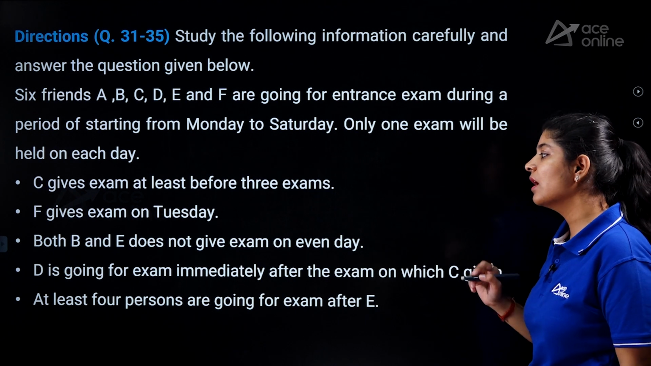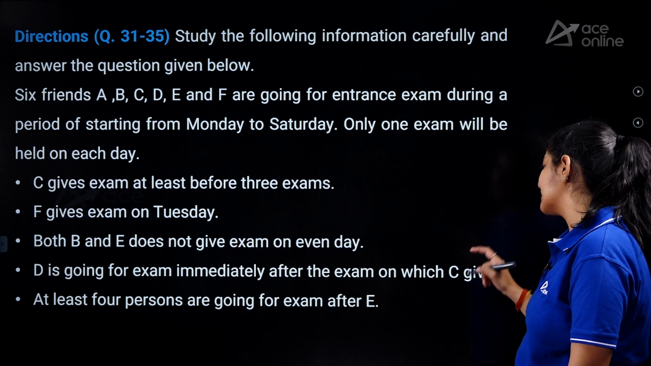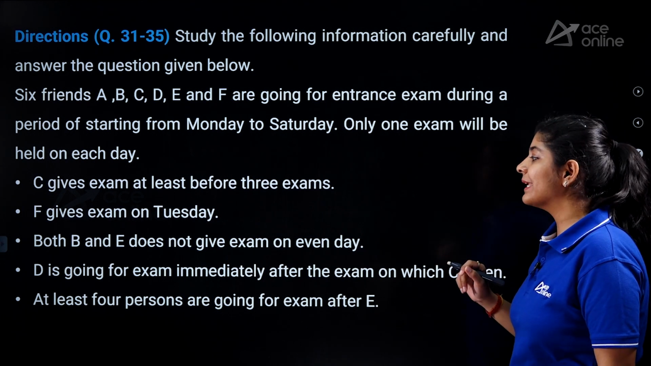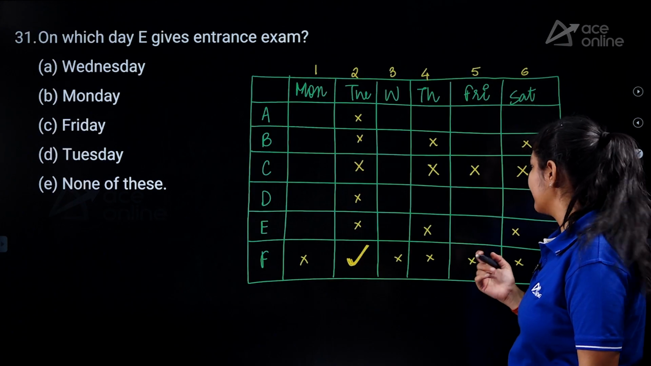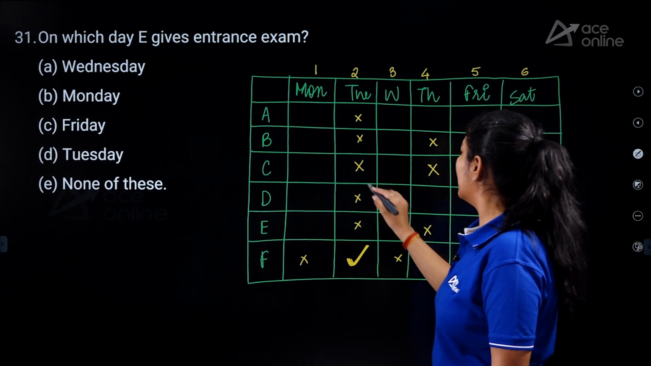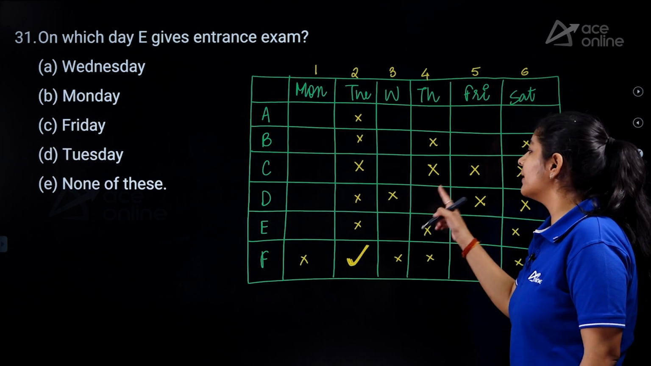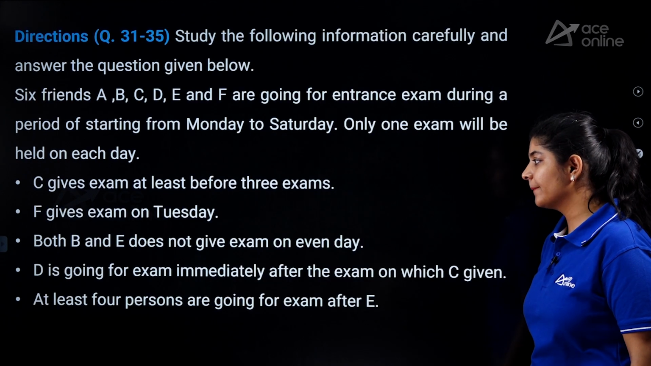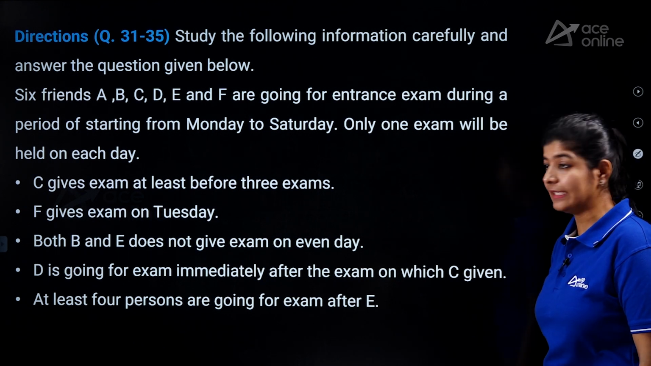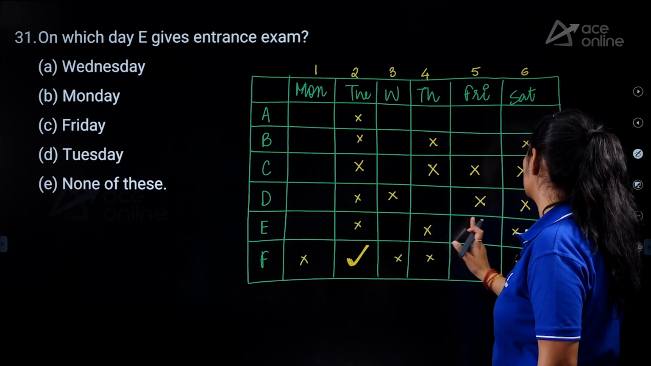Next. D is going for the exam immediately after the exam on which C is given. So basically, immediately after C is given, D is not going to give the exam over here and over here, right? So these two are the possibilities for D. Next, at least 4 persons are going to give the exam after E. At least 4. So here we are having 1, 2, 3, 4.